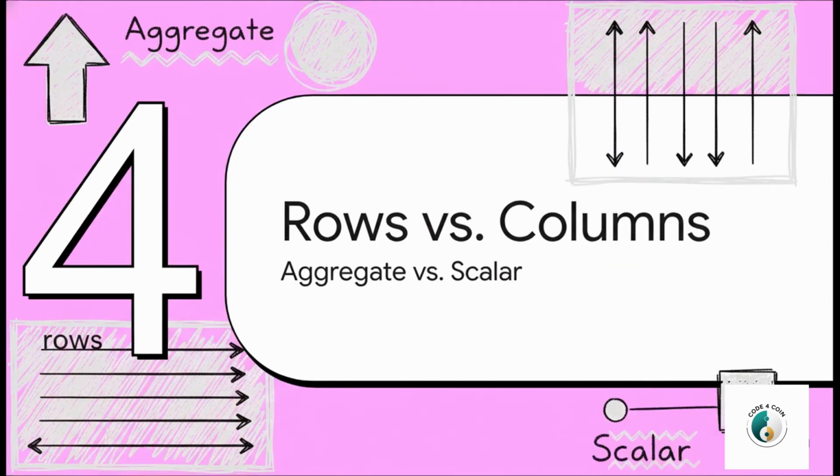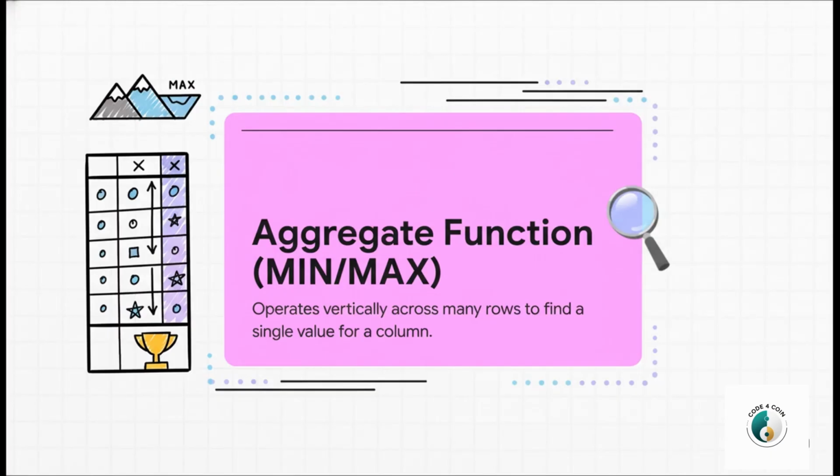You know, this whole thing leads us to another key concept, the direction that functions operate in. Some functions work down a column across many rows. Others work across the columns but within a single row. This is the big difference between aggregate and what we call scalar functions. So think of our aggregate functions like MIN or MAX as working vertically. They travel down a column. They look at all the different rows for that one column to find a single answer. You know, like finding the single lowest score in the whole class, or the highest salary in the entire company.